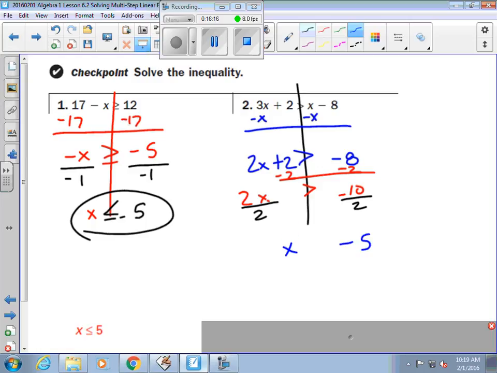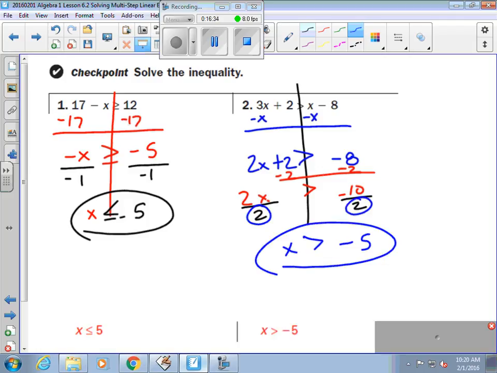Now, here's a hang up for some students. It's a negative 5. Do you reverse the symbol or not? No. We're dividing by a positive 2. See how it's positive on both sides? You do not reverse the symbol unless you're dividing both sides by a negative number.